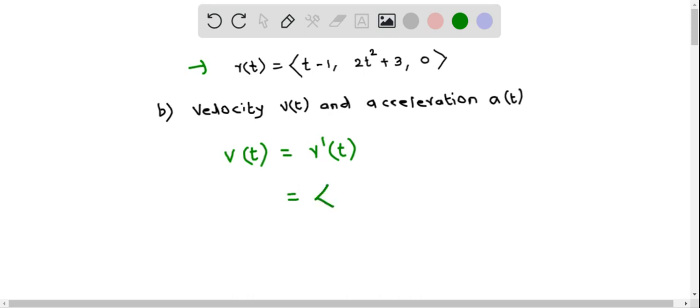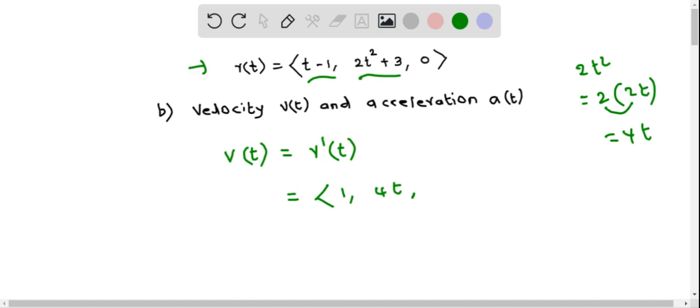So I put this as a bracket. The derivative of t minus 1 with respect to t is 1, and the derivative of 2t squared plus 3 is 4t, because for the derivative of 2t squared, we can say that 2 times the derivative of t squared, which is 2t. So 2 times 2 is 4, and this becomes 4t. That's why I have written 4t. And then we have 0. So this is basically the velocity function. v of t equals 1 comma 4t comma 0.